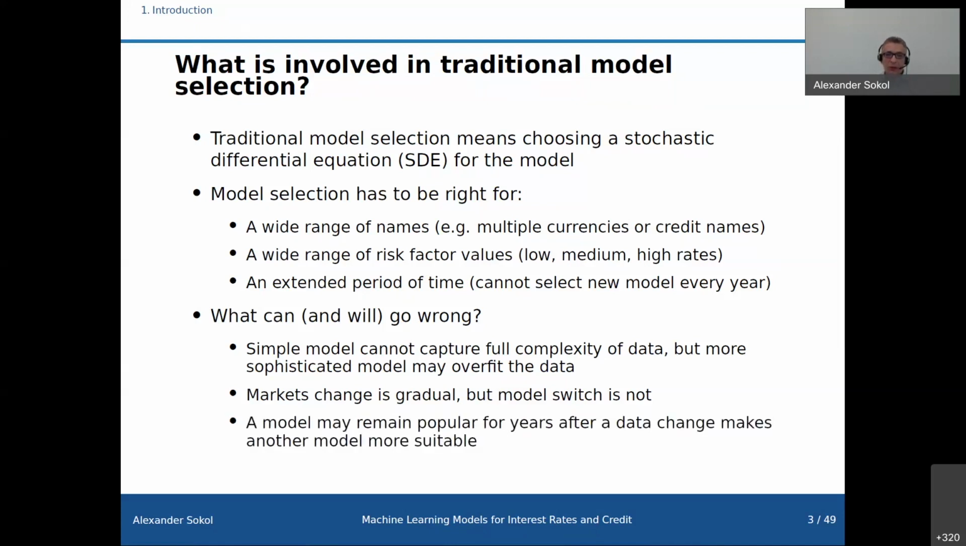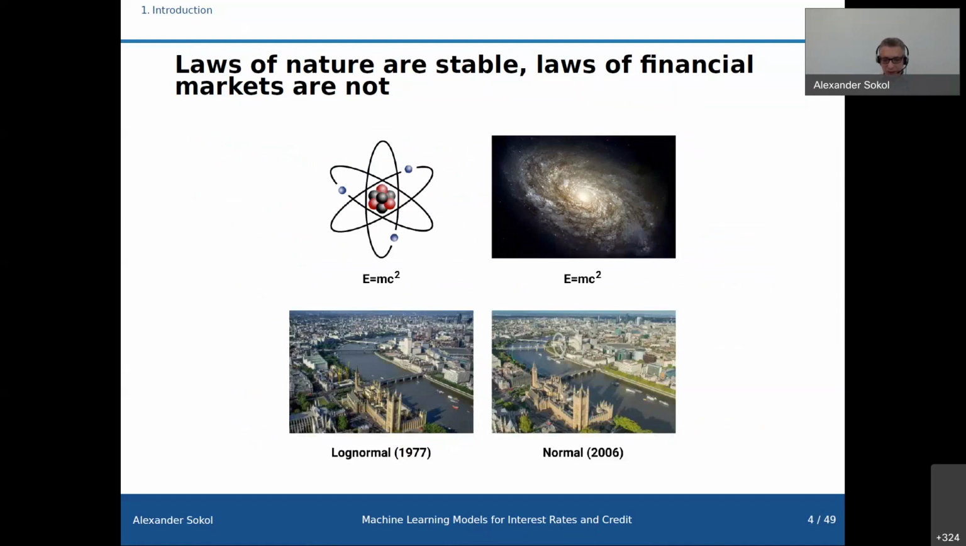And finally, there's a lot of inertia, right? So a model may remain popular many years after, in fact, it stopped fitting the market well. All right, so let me illustrate something that I think is a good example of what we're talking about here.